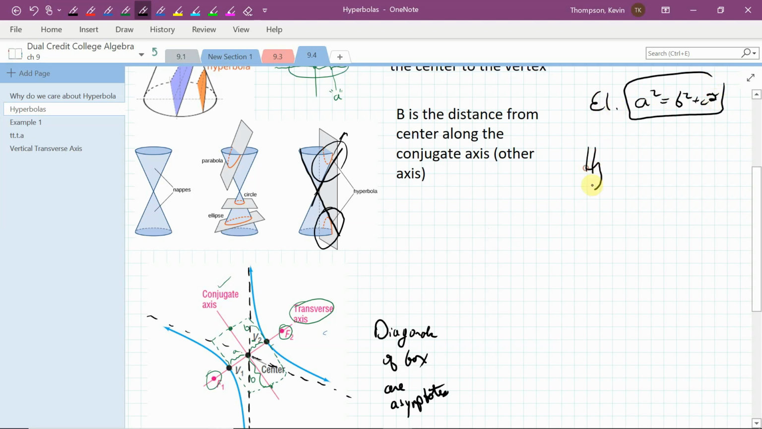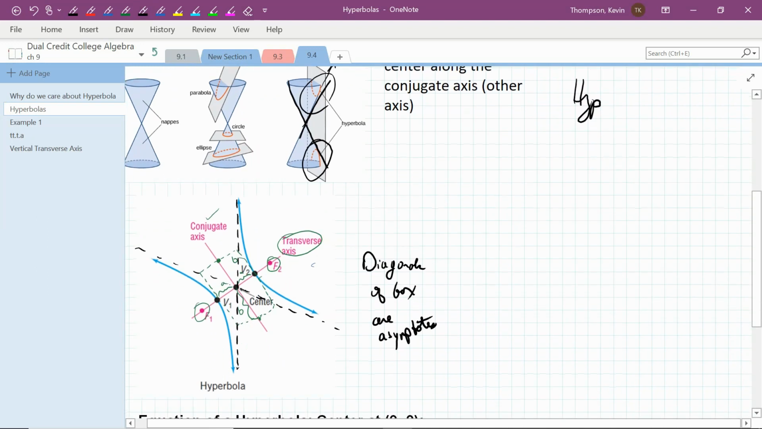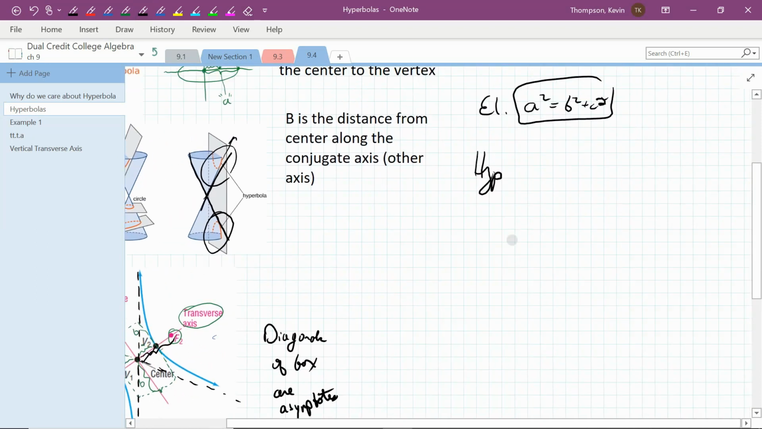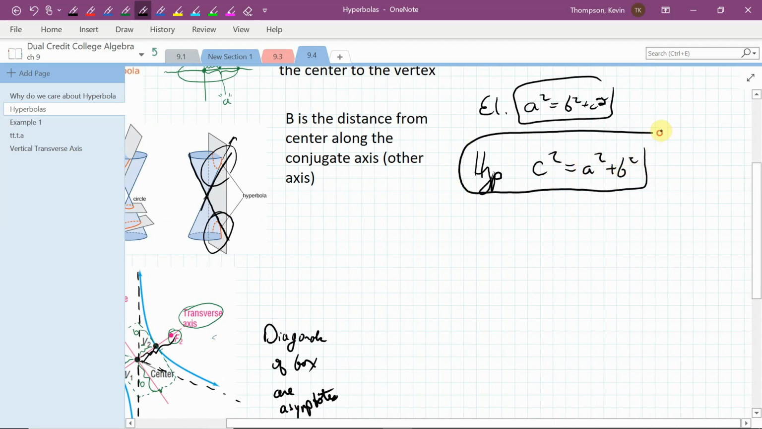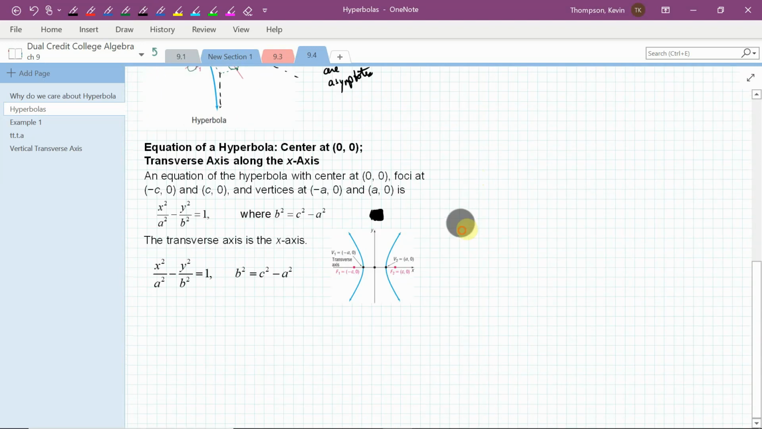For the hyperbola, though, when you think about what we just described, do you notice that c is bigger than a? In fact, in the hyperbola, c is the biggest. So the formula would be c squared equals a squared plus b squared. Okay, so there's the relationship between those measurements.